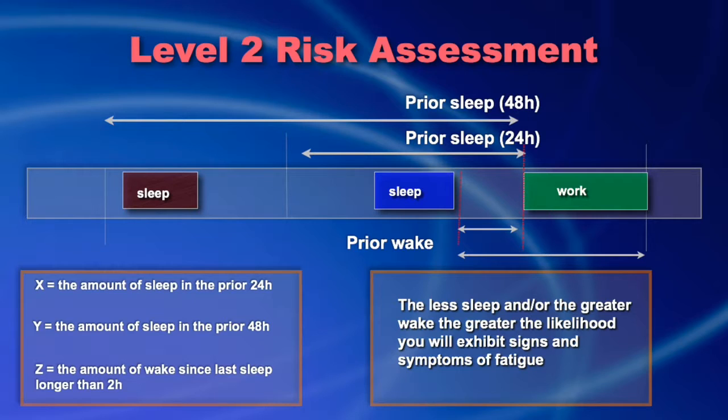So if you had 6 hours in the sleep before starting work and 8 the day before, that would mean a total of 6 plus 8 is 14. If you had had 5 hours in the 24 hours prior to starting work and 7 in the 24 hours prior to that, then that would equal 5 plus 7 equals 12 hours sleep in the prior 48 hours.